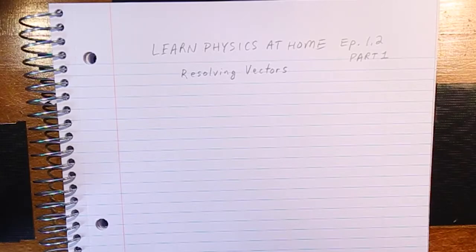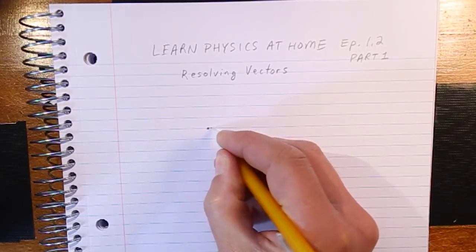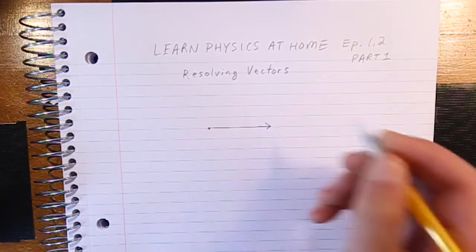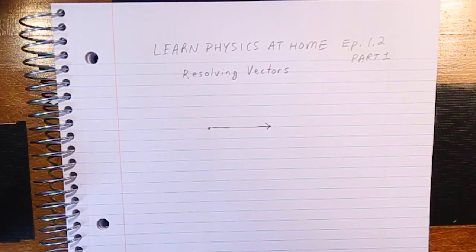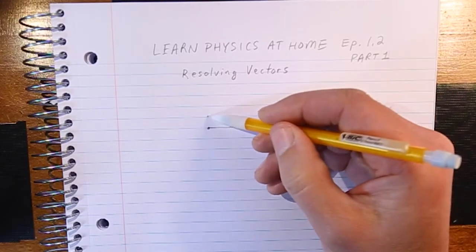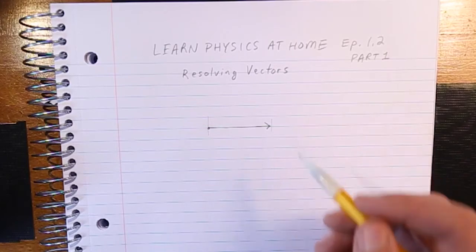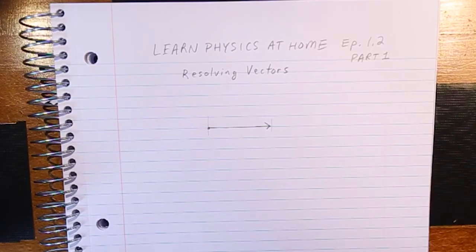So in the last episode, we said that a vector was a quantity that had magnitude and direction. So let's take the most simple vector that we could possibly have, which would just be an arrow to the right. So that arrow actually has two things that it tells us. It tells us the magnitude, which is going to be the length of the vector, and the arrowhead tells us the direction. So there's two pieces of information encoded within that. The length is the magnitude and the arrow tells us the direction.